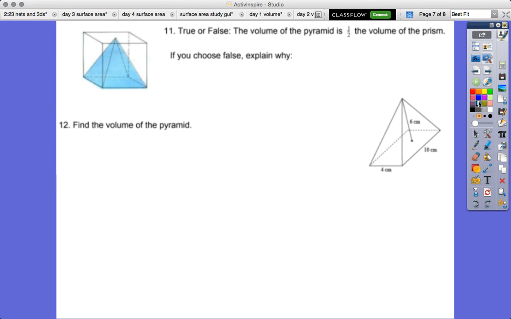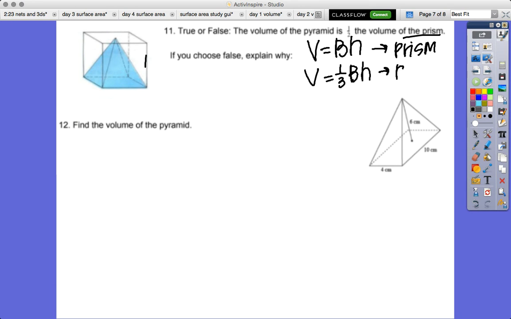All right, number 11 says true or false. The volume of a pyramid is 1/2 the volume of the prism. Now I want you to think about something for just a second. To find volume of a prism, we say volume equals area of the base times the height. All right, so this is our formula for a prism, a rectangular prism as shown here. Now to find the volume of a pyramid, we know that we say 1/3 times the area of the base times the height.